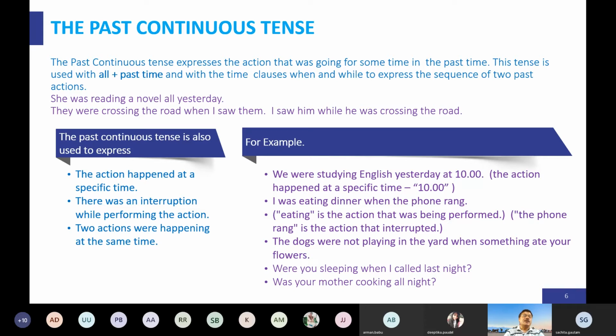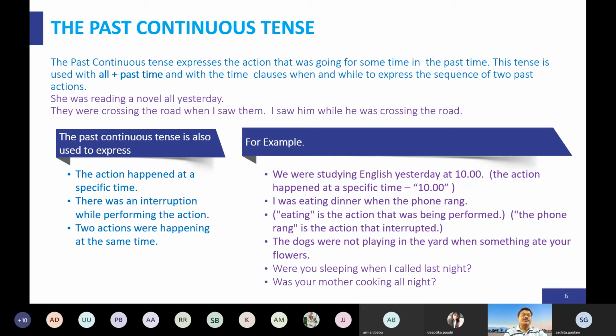So there's something more. The past continuous tense is also used to express an action that happened at a specific time. Look, at a specific time something happened. There also we can use it. You see the example: we were studying English yesterday at 10. The action happened at a specific time, 10. We were studying. While talking about yesterday's 10 o'clock time, at that time we were studying.